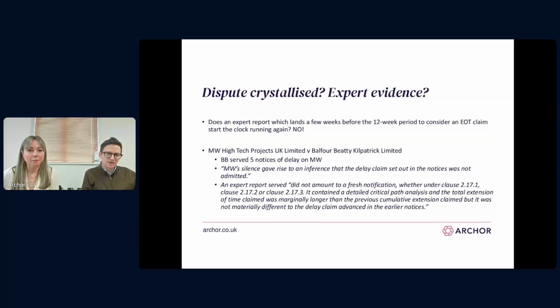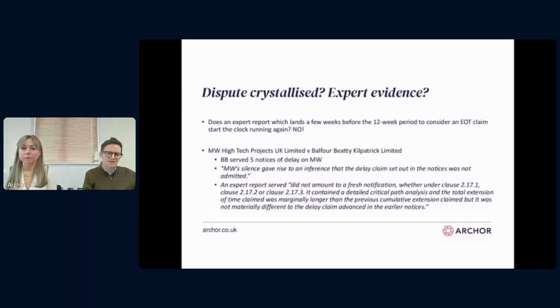Okay, the case on the screen is MW High Tech Projects and BBK, and in that is the crystallization of a dispute in the context of a JCT contract, where in the 16 suite there was a 12-week period for the employer to assess an extension of time. I think the 24 suite unamended reduces that to 8, but in this context it was 12. Halfway through that period, the contractor served a new delay report, and the court ended up saying that didn't necessarily reset the 12 weeks. The 12 weeks carried on running.